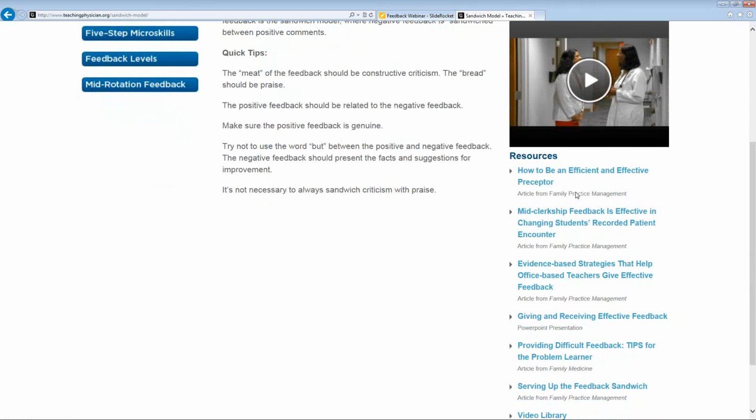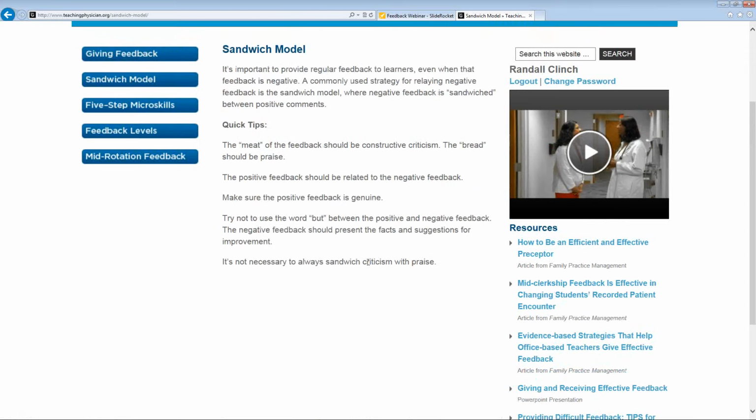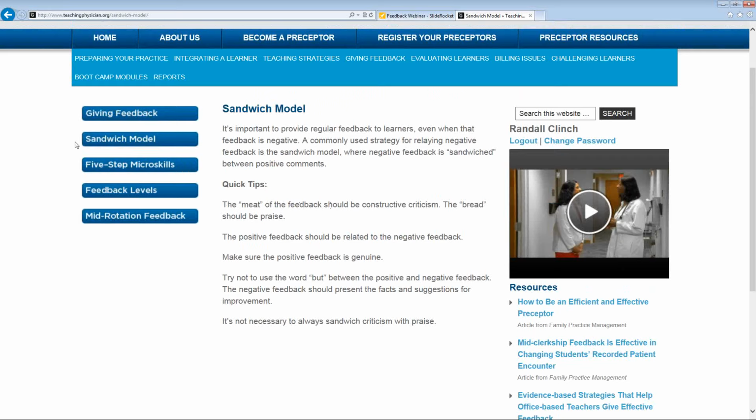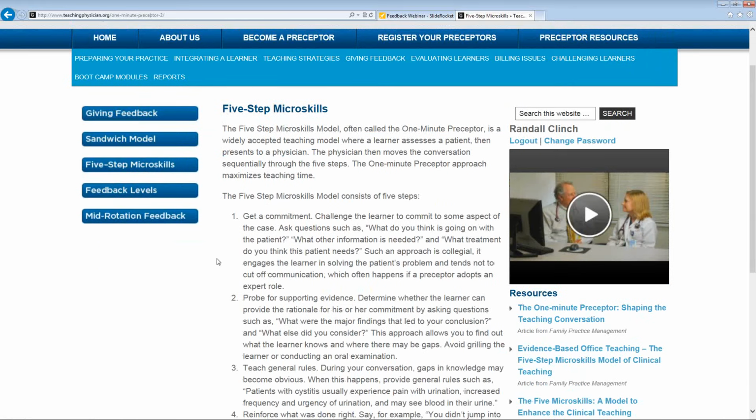So the same resources are listed here. There are a variety of things about problem feedback, difficult learners, giving and receiving. Here's that same PowerPoint presentation. So you can see there's a lot of resources at your disposal. The next section, just briefly to mention, the 5-step micro skills. You may have heard about this. It's called the 1-minute preceptor or the 5-step micro skills.